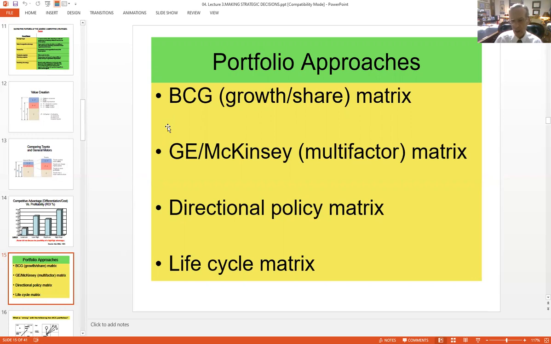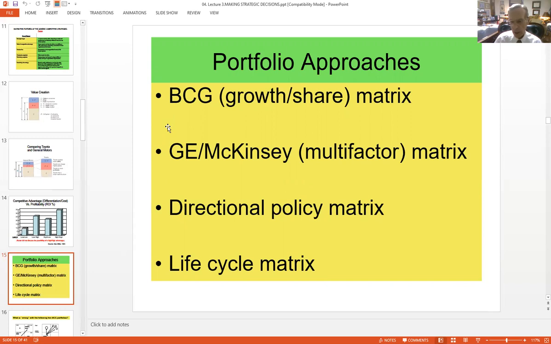McKinsey and Company, a consulting firm, like Boston Consulting Group is also a consulting group, worked with General Electric to develop something called the multi-factor matrix. I'm not sure whether we will be looking at that in this lecture or not, but you might want to look it up. It's also a fairly widely used method.